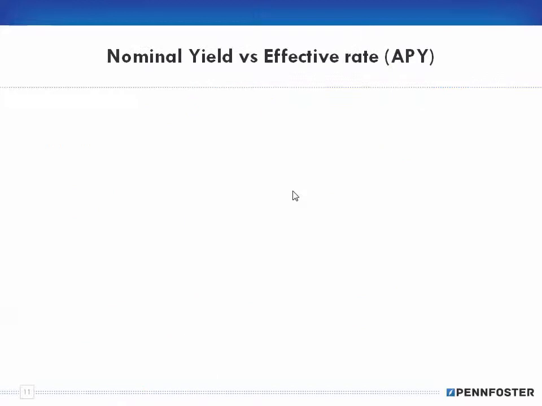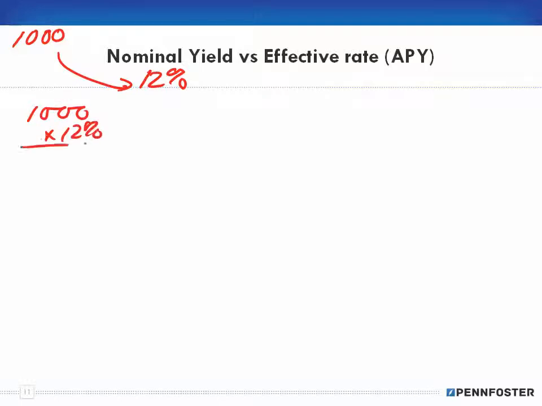Now, lastly, nominal yield versus effective rate. Let's think about this from a different perspective. Let's say I'm going to borrow that same $1,000, and I'm going to borrow at 12%. Well, my 12% is my nominal yield. Why? Because on the $1,000 at 12%, I'm going to end up with $120. That's the minimum I'm going to get.